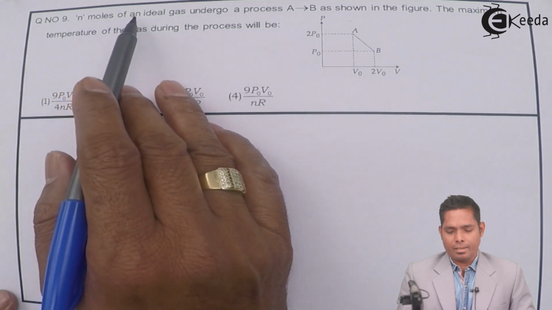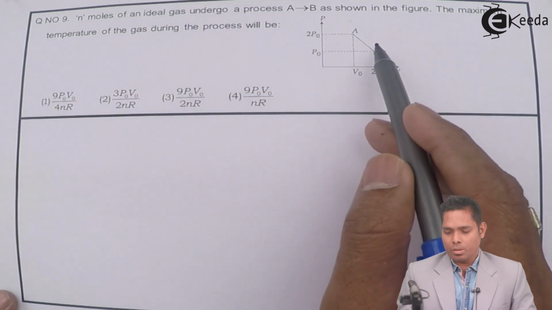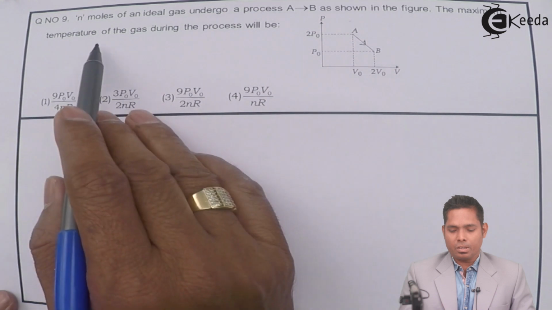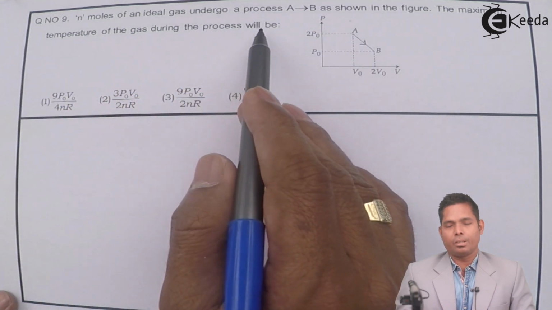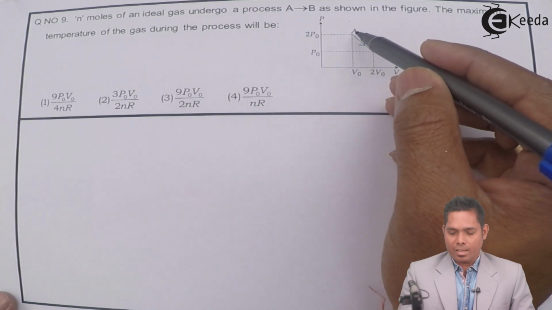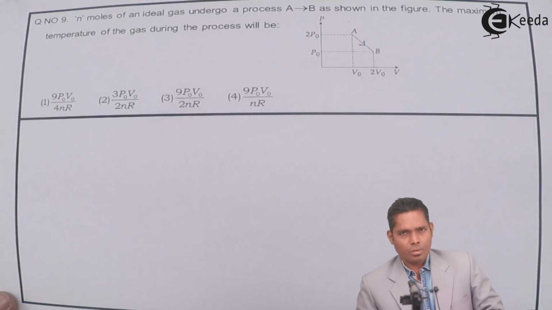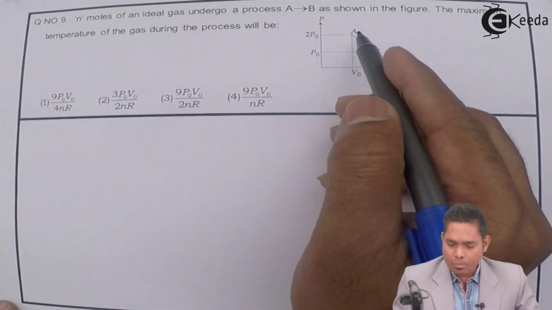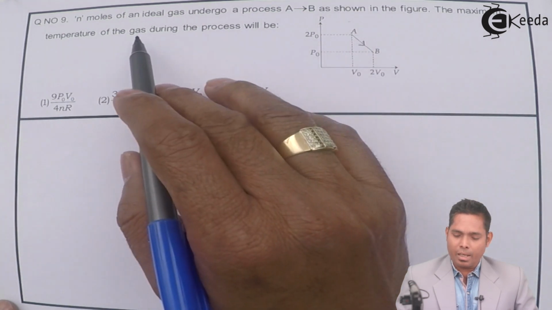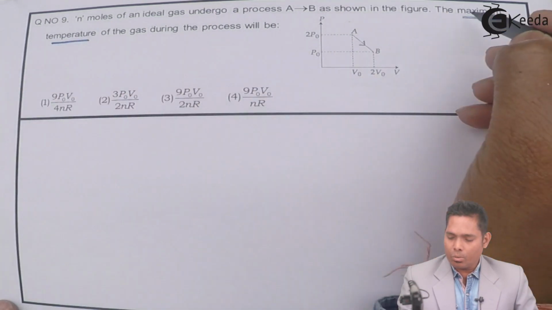N moles of an ideal gas undergo a process A to B as shown in the figure. The maximum temperature of the gas during the process will be. When the process starts from here and goes to the point B, at which point is the temperature of the gas maximum? This you have to find.